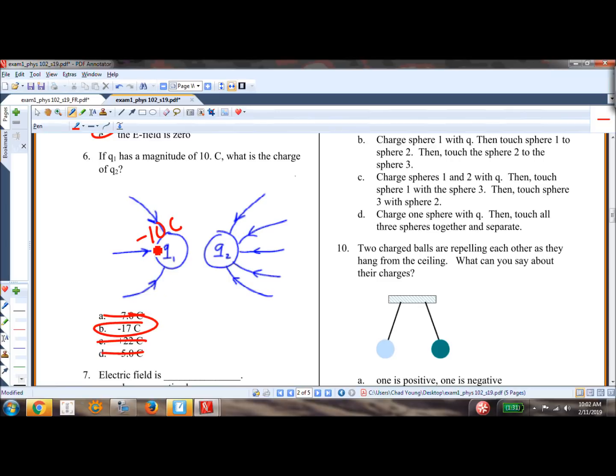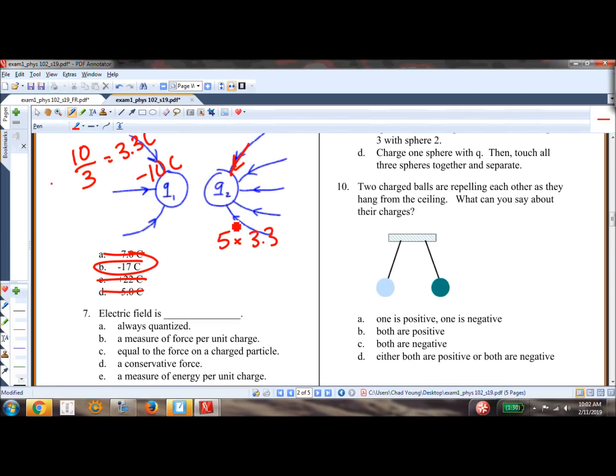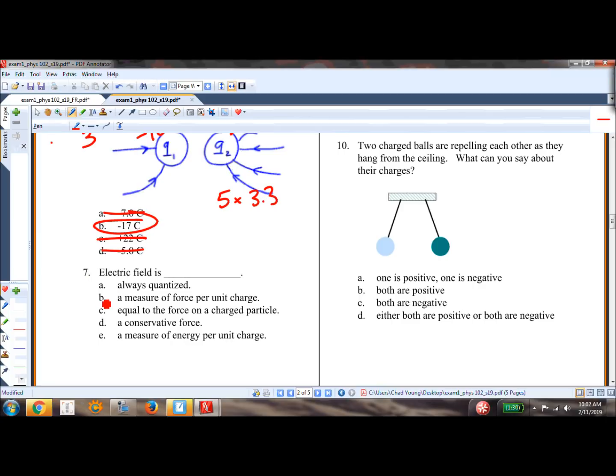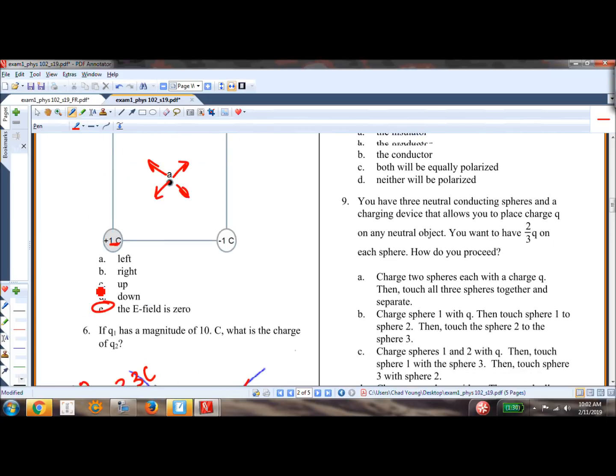Look, I can think about the field lines being proportional to a certain amount of charge, and they're going to be proportional to 10 over 3. That is, each field line will be proportional to 3.3 coulombs. Okay, you can do this in a different way too. You could set up a ratio. I think this is probably the easiest. So if each of these is 3.3, over here I have 5 field lines, so 5 times 3.3, that's 17. And it is negative because the field lines end there. Electric field is always a measure of force per unit charge.